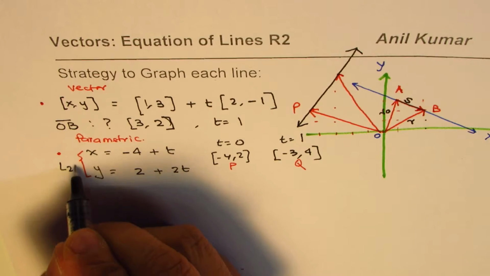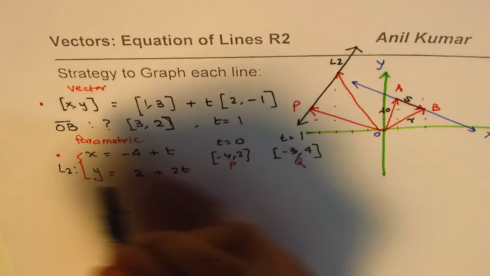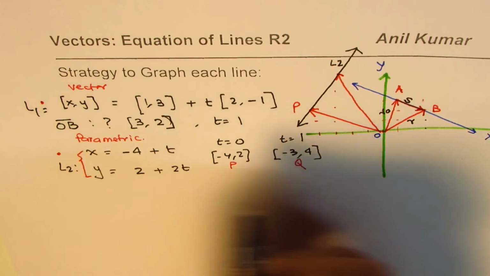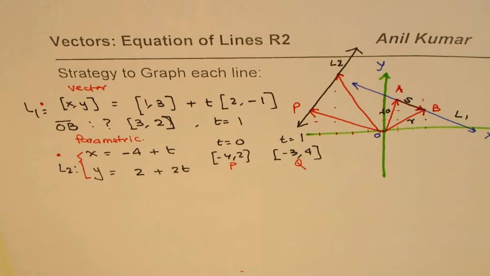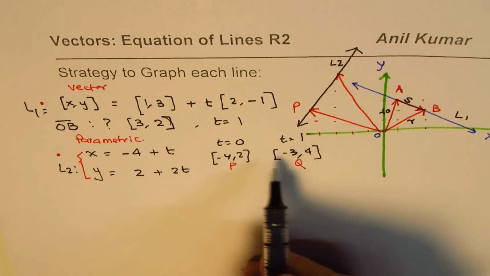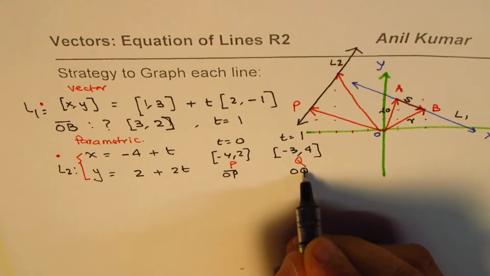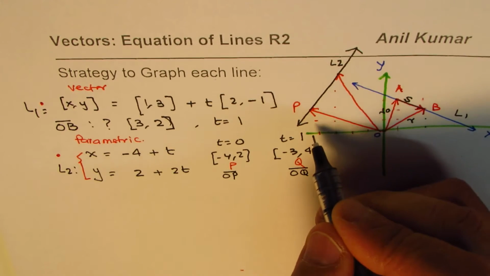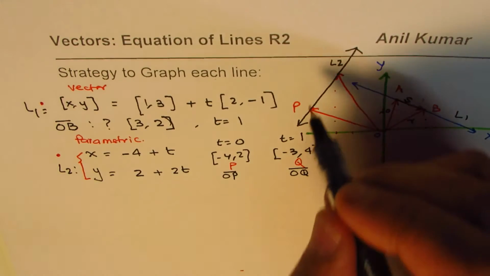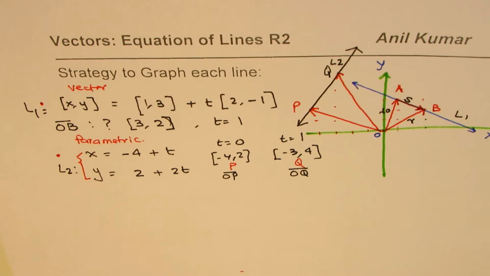Let me call this line 2. So I'll write line 2 here, right? And this one is line 1 for me. Okay, so I'll write line 1. I hope you get it. So we actually have drawn position vectors OP and OQ and then connected them. Correct? So this point is Q. Fine. So that's another way of doing it.